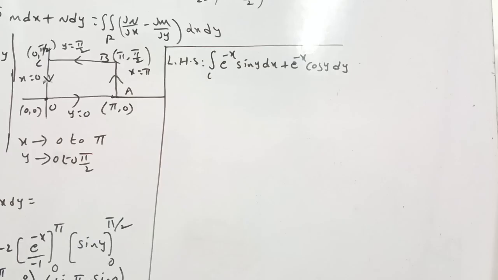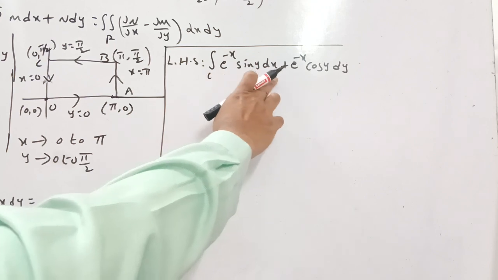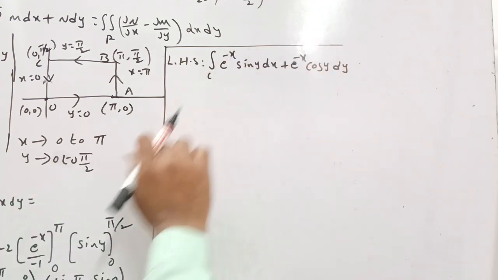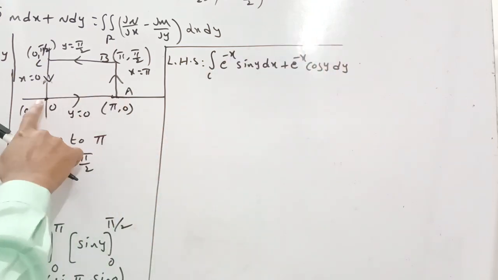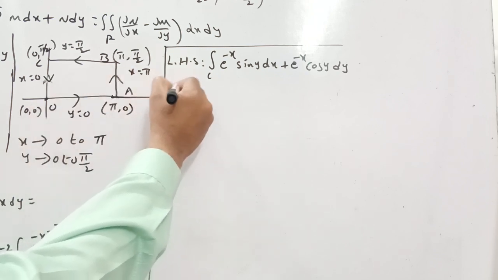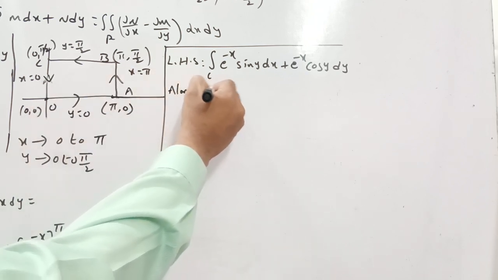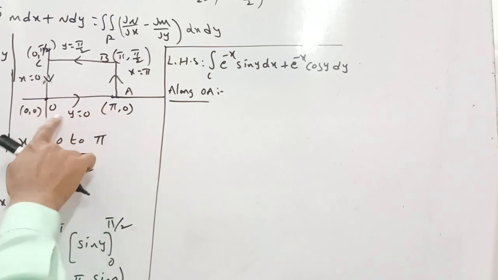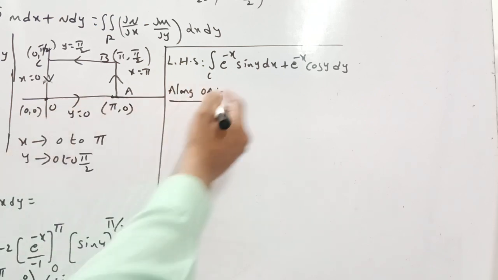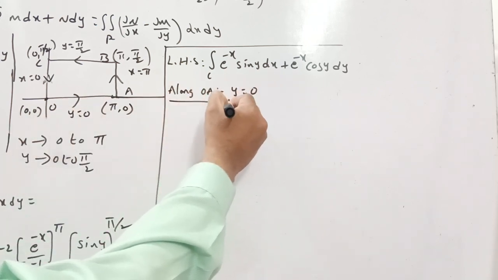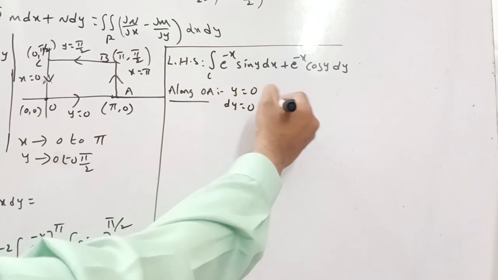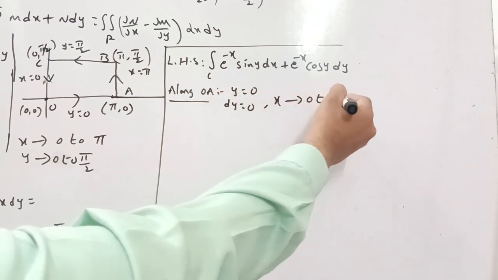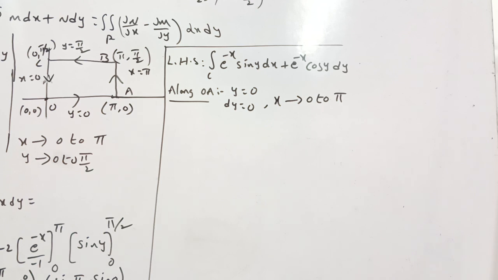Okay. Yes. Now LHS is equal to the integral over C of e power minus x sin y dx plus e power minus x cos y dy. So first we have to find along OA. If I go from O to A, y is 0, so dy is 0. So x is changing from 0 to pi.